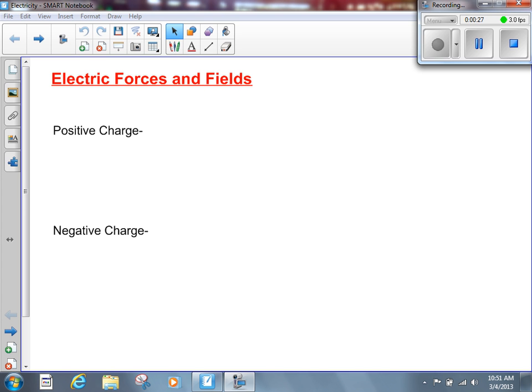First of all, we're going to define positive charge and negative charge. Can anybody tell me where positive charge comes from and where negative charge comes from? What are those little things that cause positive charge, or those little things that cause negative charge? Okay, you're on the right track. You're not quite right, but you're on the right track.